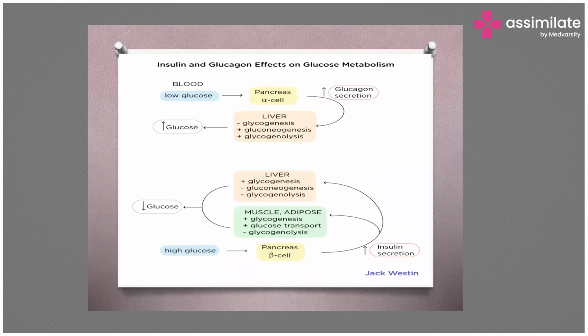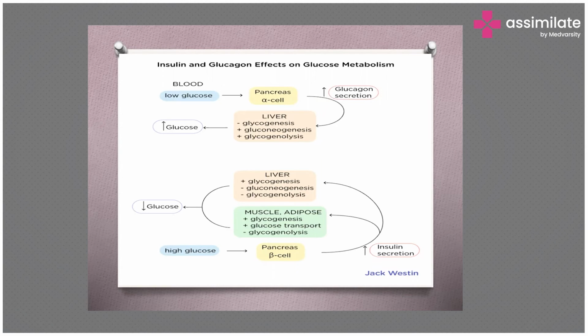Now let's see the second half of this diagram. What is happening when there are high blood glucose levels, when we are in a well-fed state? Again, the pancreatic beta cells are now stimulated and they secrete the hormone insulin. Insulin is otherwise also called a hypoglycemic hormone. Okay, so what exactly is this insulin doing?